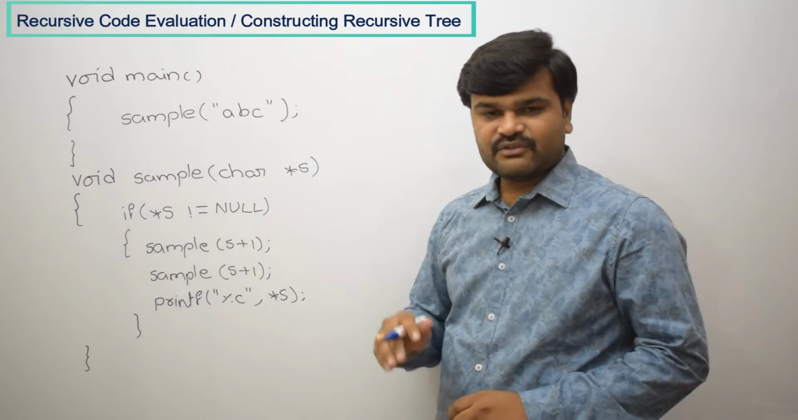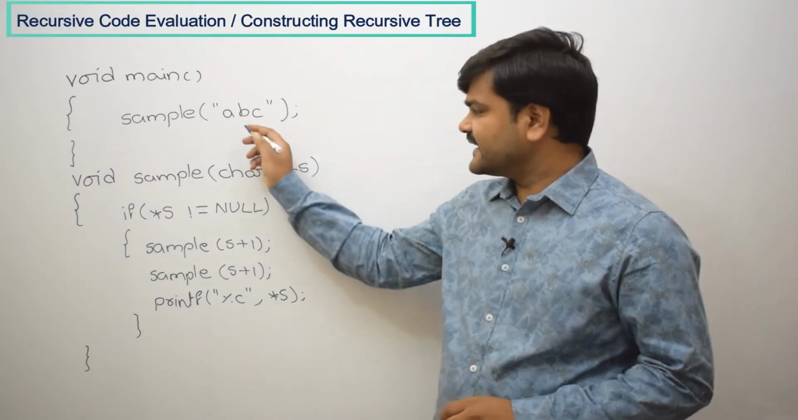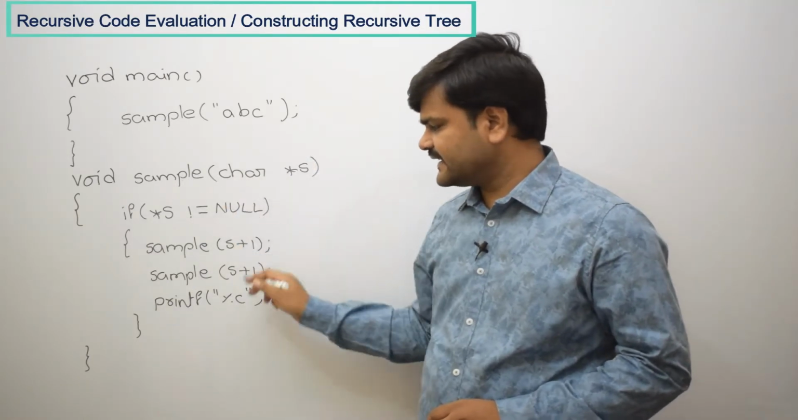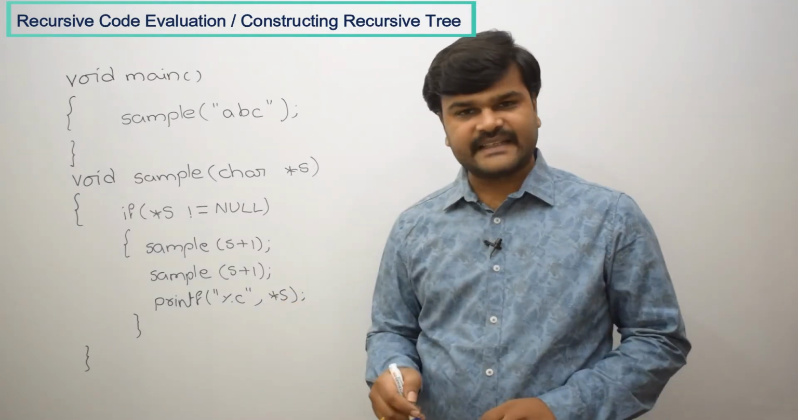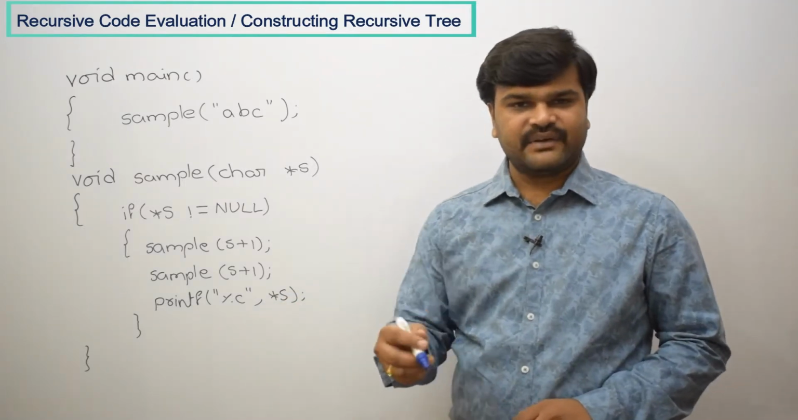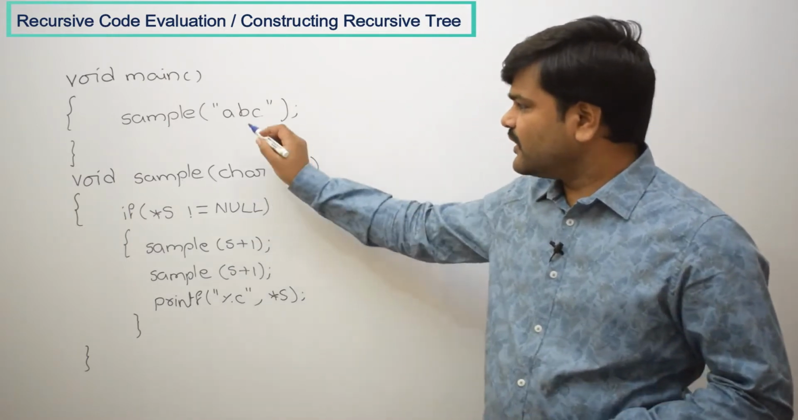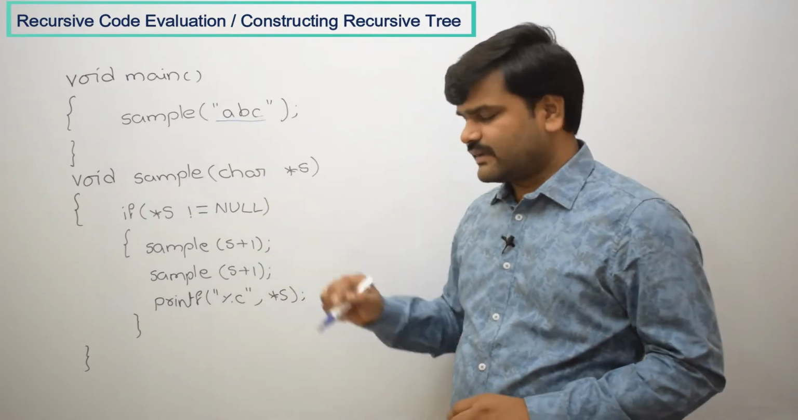So we will see memory-wise also what is happening. That string it is receiving here, on that string it is working, and finally it is printing something. So what it is printing, that is what we have to tell finally. Before going to the function, first let us see what is happening here.